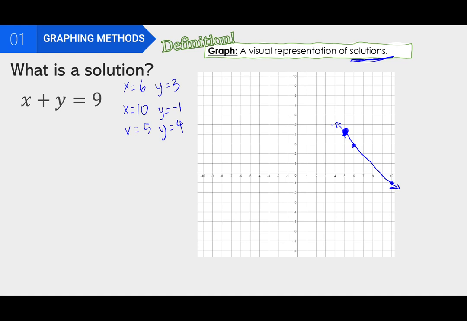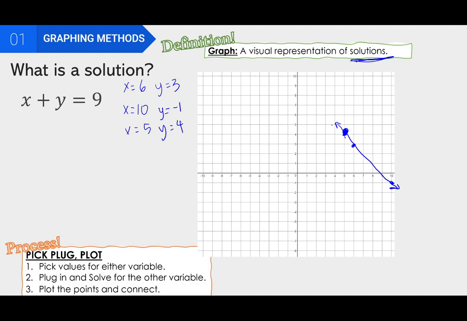This idea of picking one variable and then figuring out what to go with it, right? Pick x equals 5, y has to be 4. That process is our first method. I call it pick, plug, plot. Well, I'm missing a comma. There you go. Fix it. You'll also hear it called pick and stick, plug and plot, choose and cruise. You could hear it called that.